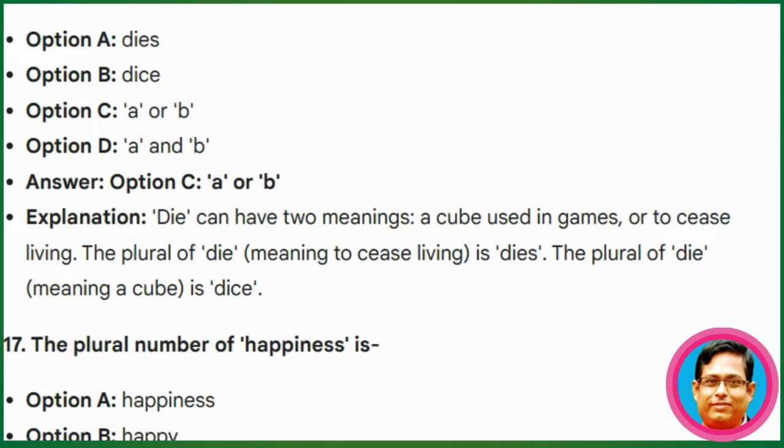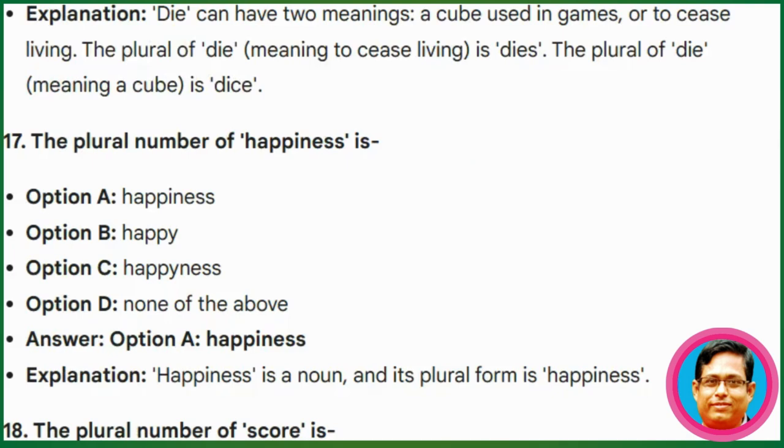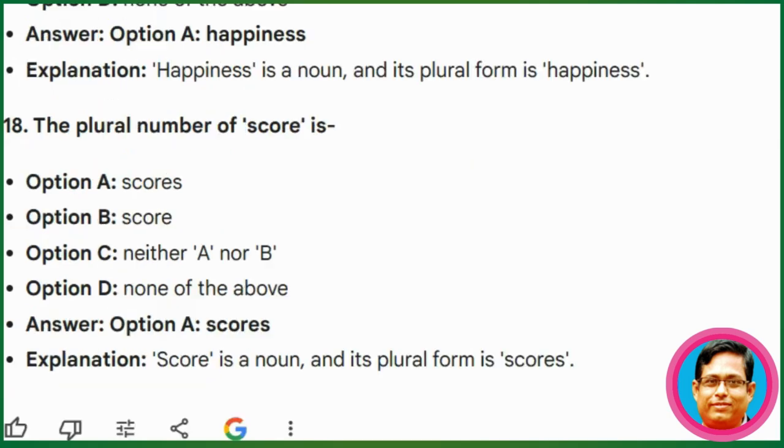17. The plural number of happiness is option A, happiness, option B, happy, option C, happiness, option D, none of the above. Answer, option A, happiness. Explanation, happiness is a noun and its plural form is happiness.